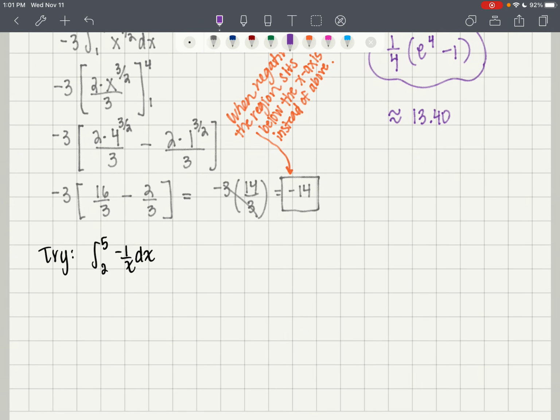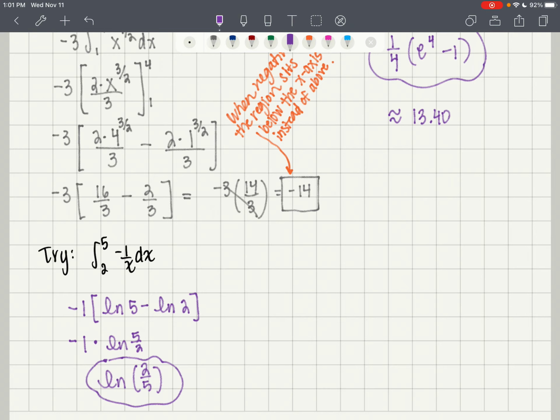And the second one is the natural log of 2/5, and I'll show you just part of the work. Natural log of 5 minus the natural log of 2. That would be -1 times the natural log of 5/2. When you bring this -1 to make it an exponent, you get the natural log of 2/5. So this is an exact answer. And if you were to put that in your calculator, you would get approximately -0.92.